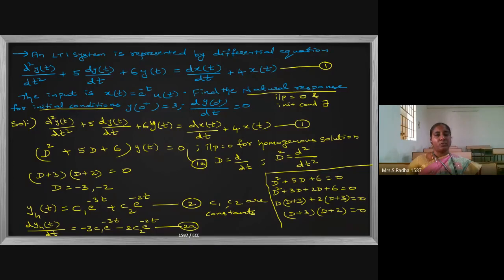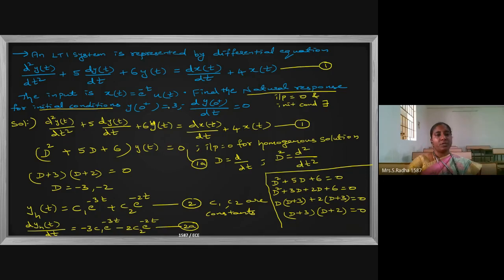2 and 2a are the equations. What I will do, I will substitute the given initial conditions when t equals 0. In equation 2, if I put t equal to 0, then the entire RHS value equals 3.